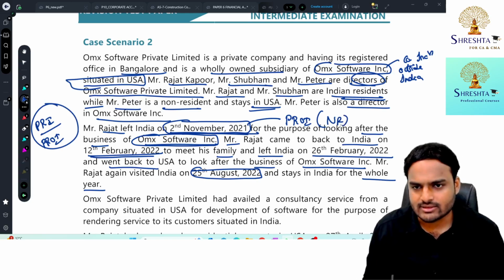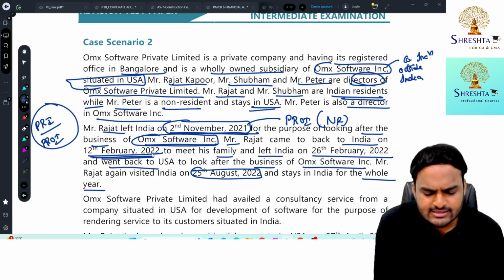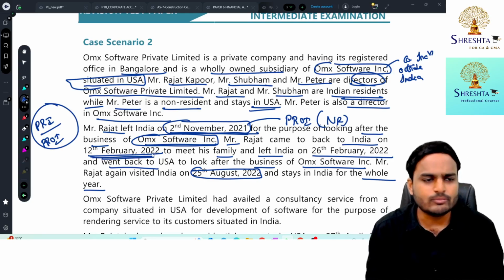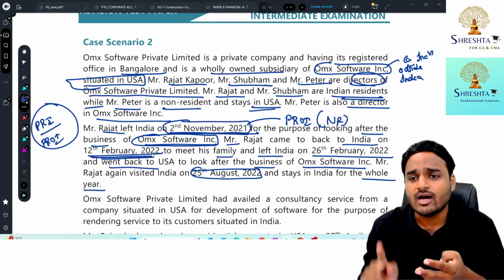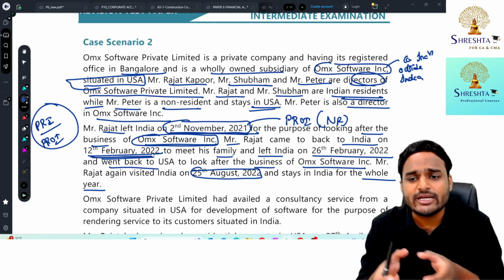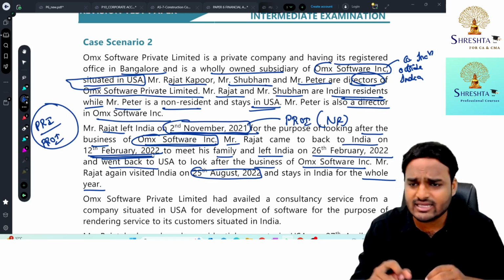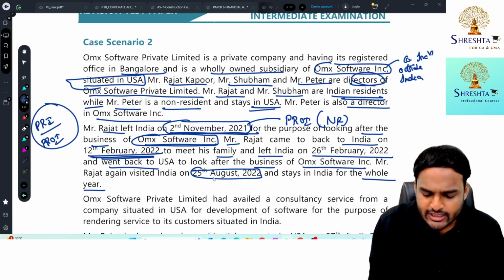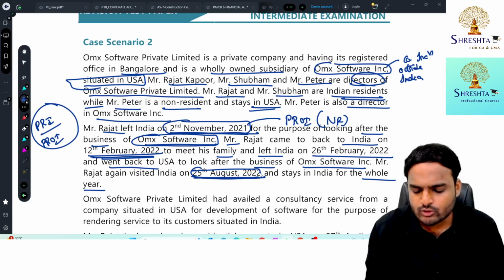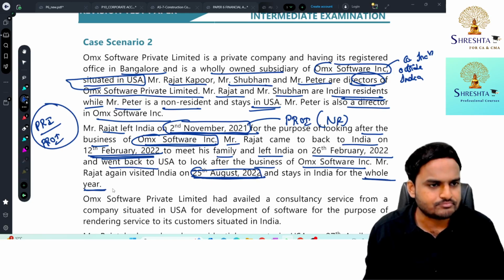Of course, he visited India in the same financial year to meet his family, not for the purpose of job, not for business, or not for an uncertain period. Only to meet his family he visited India, and again he left India. Next, he came to India on 25th August 2022 and stays in India for the whole year.